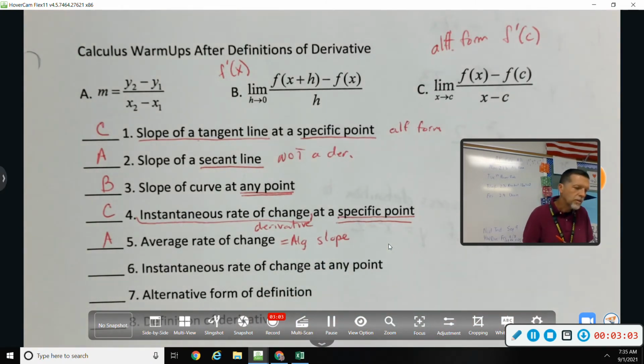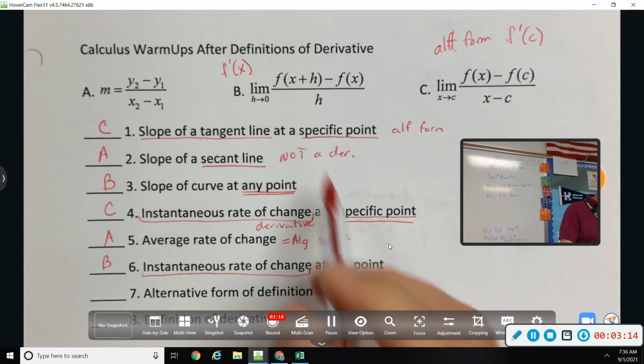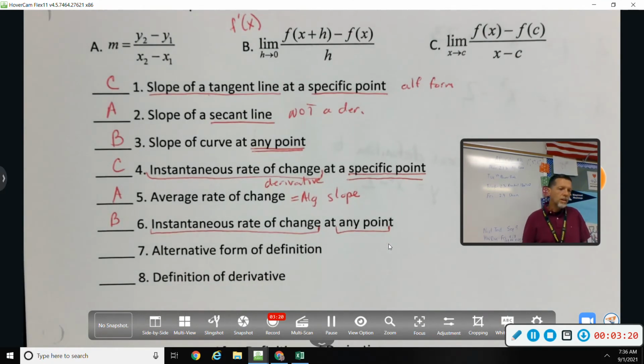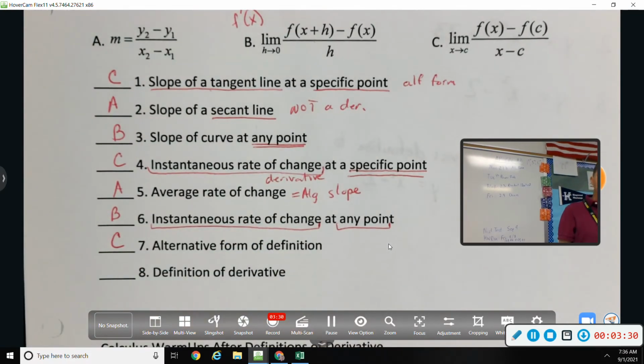Natalie, how about number 6? The instantaneous rate of change at any point. B. Good. Instantaneous rate of change is derivative. At any point means we're using the original definition, not the alternative form. Lauren, I think you get the easy one here. It's labeled. What's the alternative form definition? C. And Andrew, what's the original definition? B.